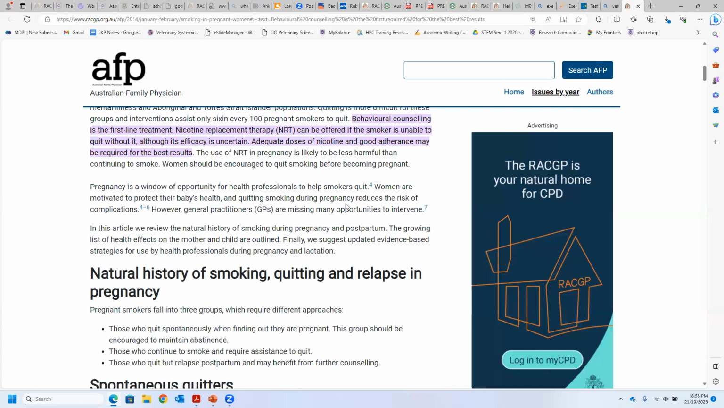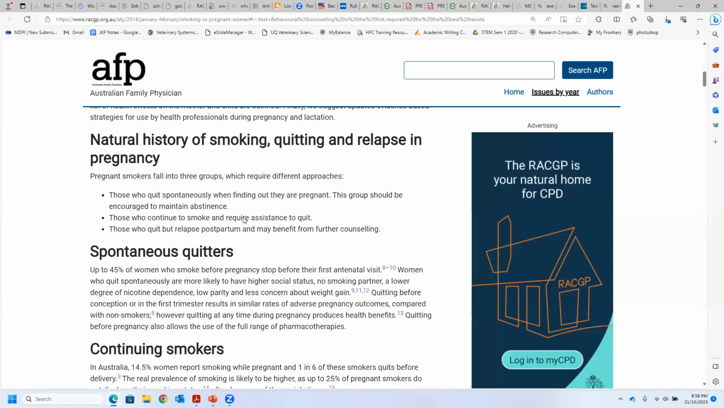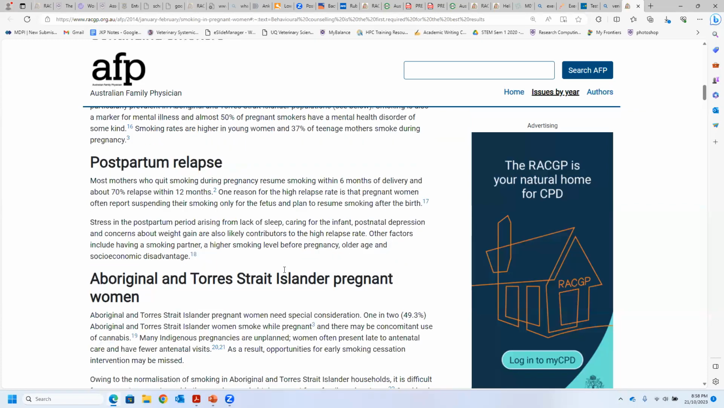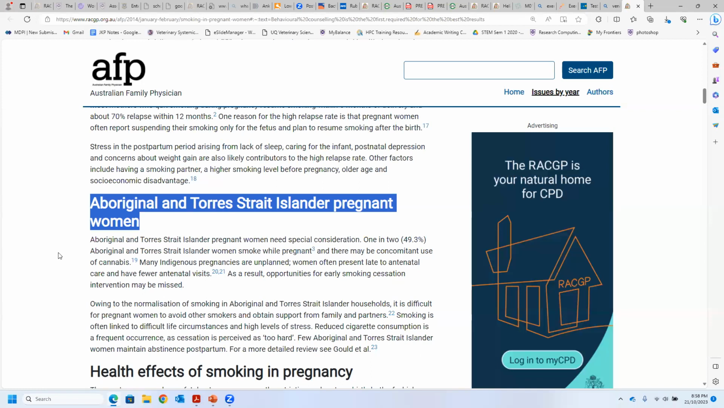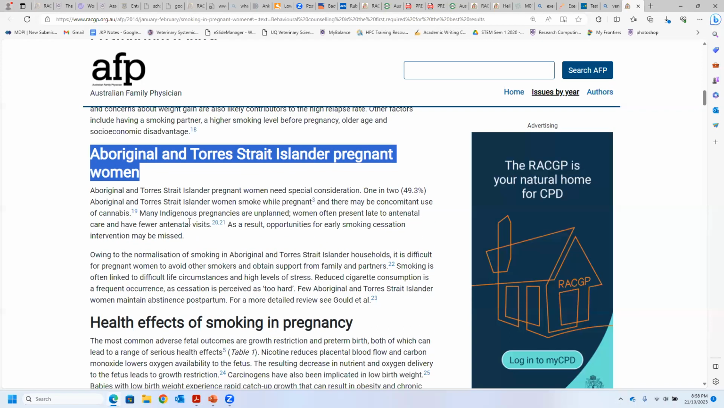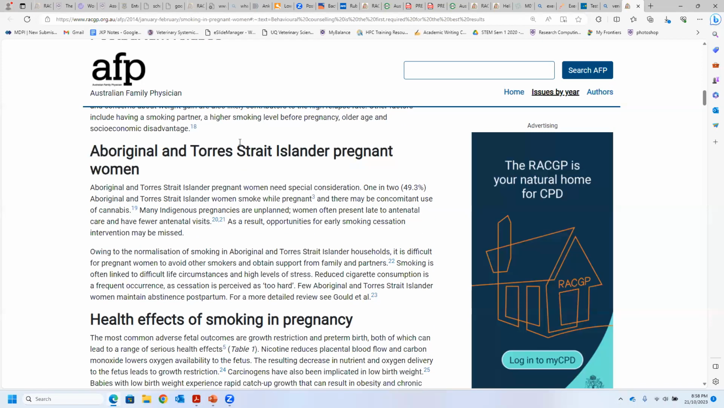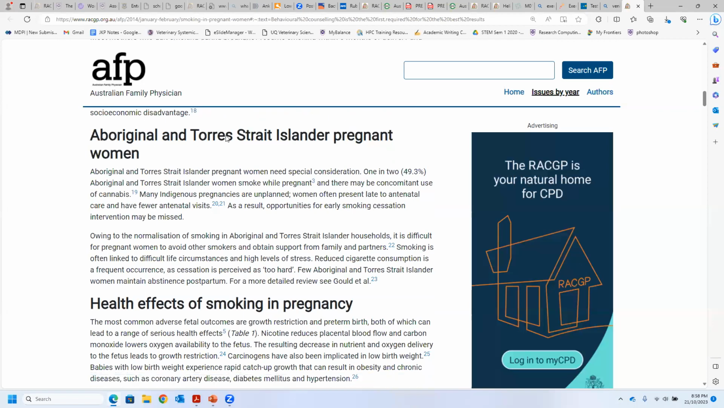So women are in the behavioral counseling. What we do is encourage them that if they continue smoking, they are not protecting their baby. So quitting smoking is going to protect the baby's health and reduce the risk of complications in the mother and also the baby. Postpartum relapse is the concern. The people most at risk of it are Aboriginal and Torres Strait Islander people. It's a rough estimation, but it's the same in the Caucasian population as well.